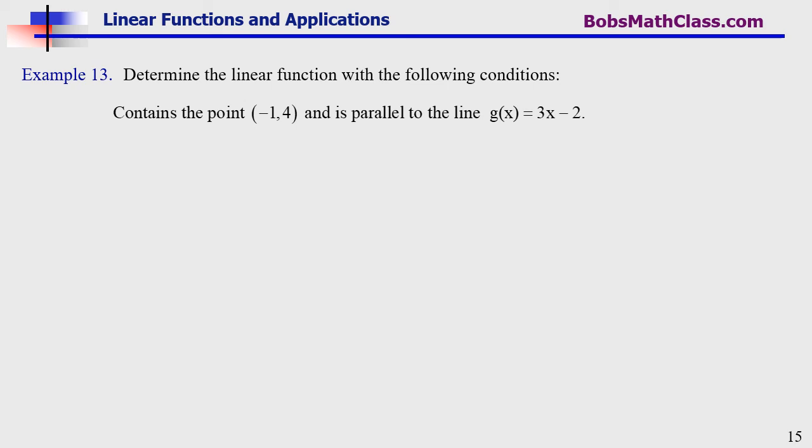Okay, determine the linear function with the following conditions. We have the point negative 1, 4, and it's parallel to the line g of x equals 3x minus 2. Okay, so a couple of things. It says g of x. Why? No reason. It could say f of x. Just a letter we use for functions, g of x.